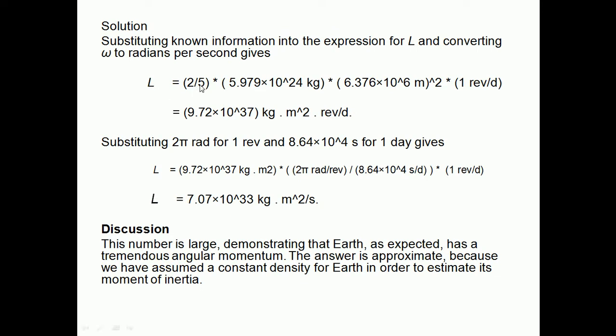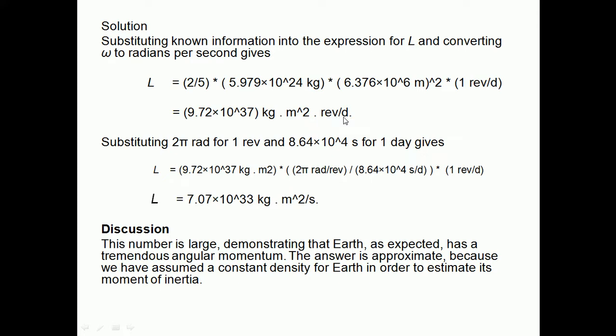So we come back over here. We see 2 by 5. We already see this is our mass of the earth, this is the radius of the earth squared, and the one revolution per day. When we multiply these values, we come up with this answer: the angular momentum of the earth is equal to 9.72 × 10^37 kilogram meter squared revolution per day.